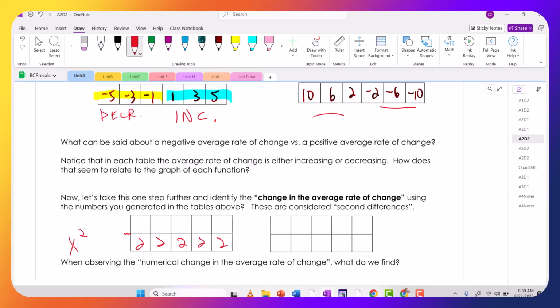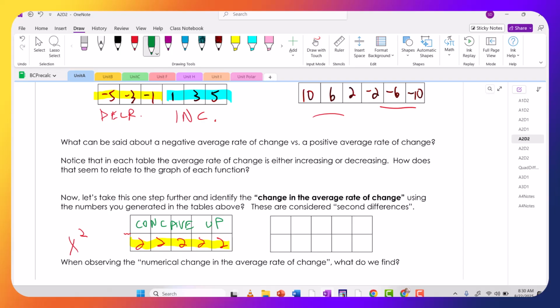Okay. But it's really important that you understand that all of these are positive. You know what that means? The graph is concave up. Isn't it concave up, right? Okay, it's concave up. And that's what happens when the second order differences are positive, that determines concave upness.